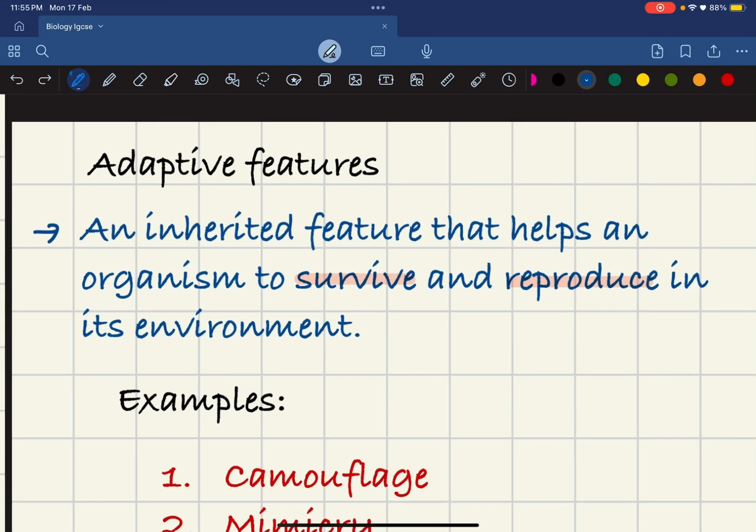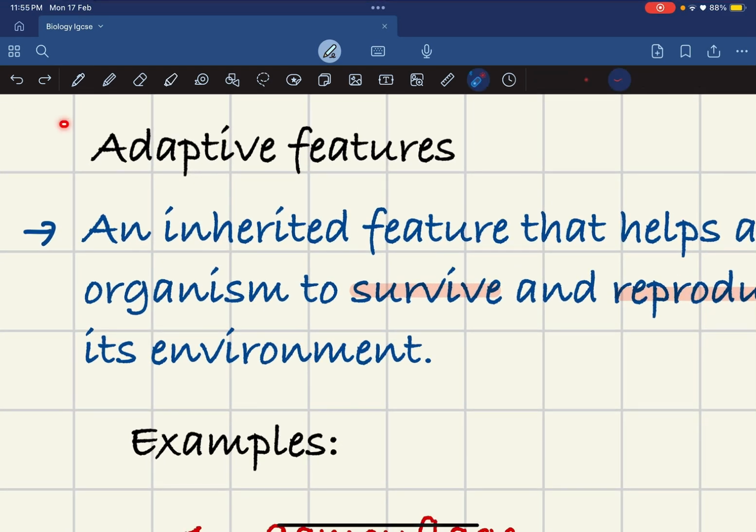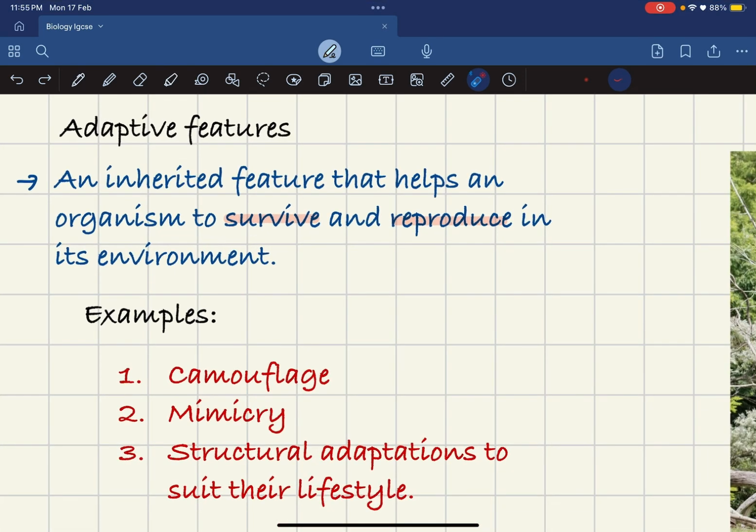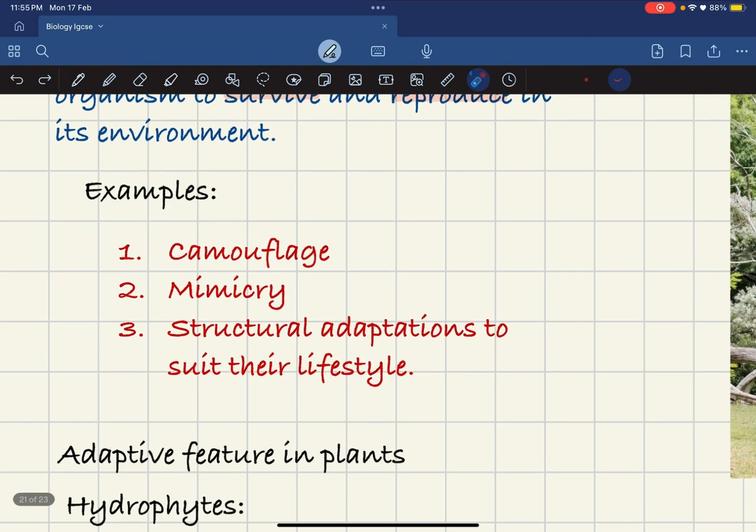So looking into this chapter, the first thing that we'll look into is adaptive features. Adaptive features is one of the most crucial features required in any living thing in order for them to survive and reproduce, so that their future generation can also survive easily. The definition of adaptive features is that it is an inherited feature that helps an organism to survive and reproduce in its environment.